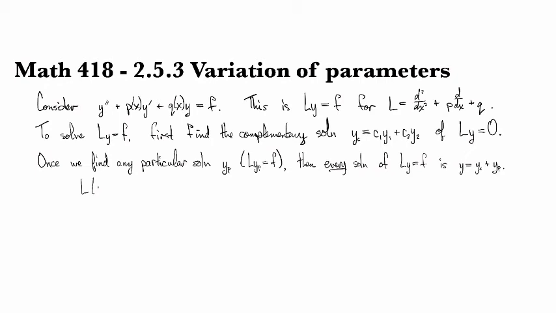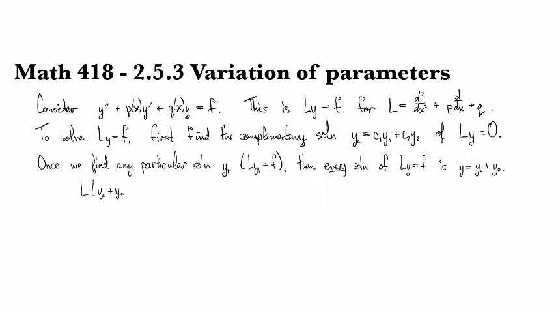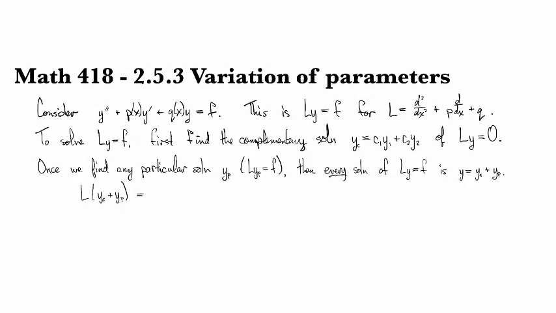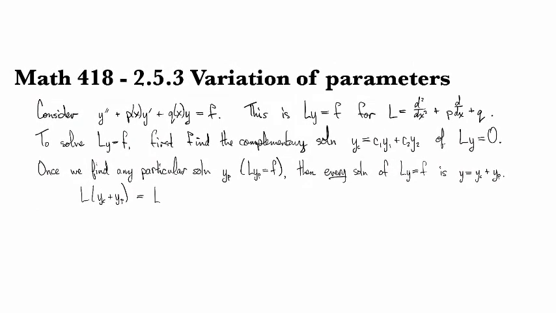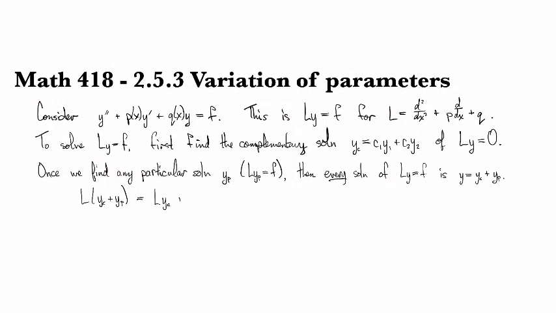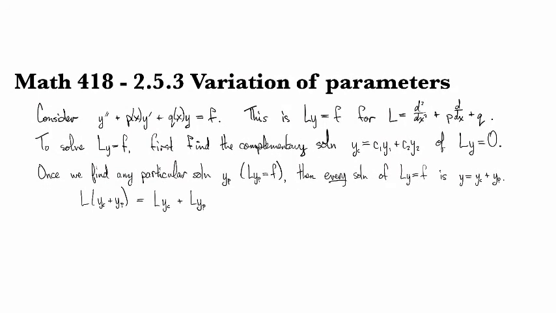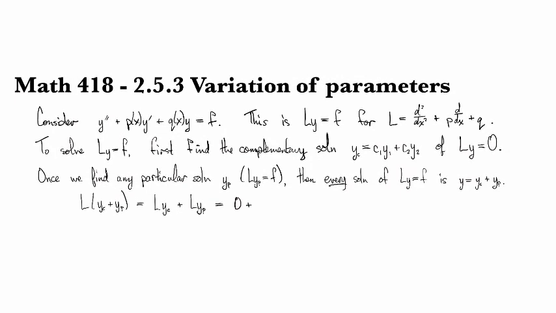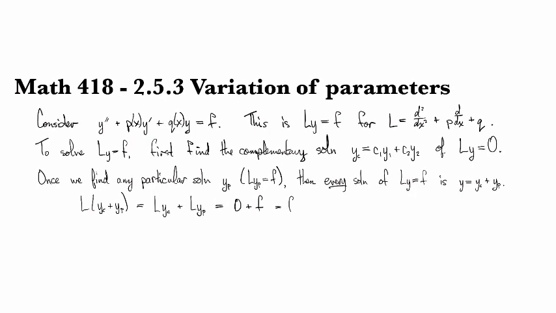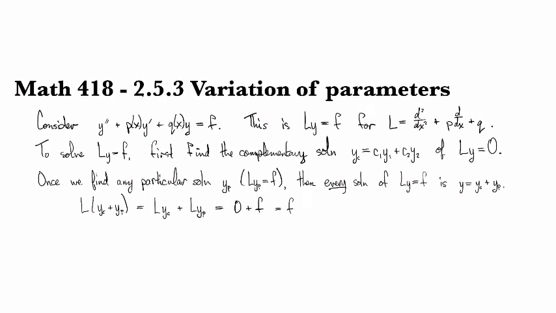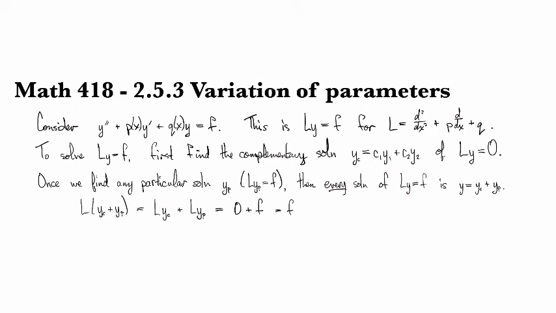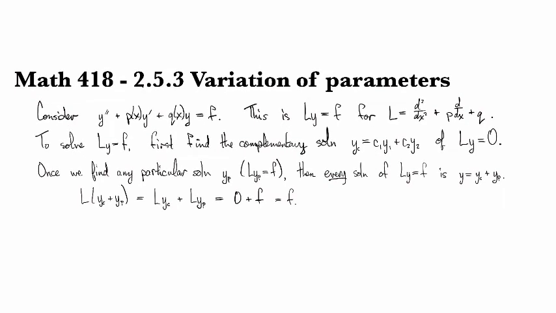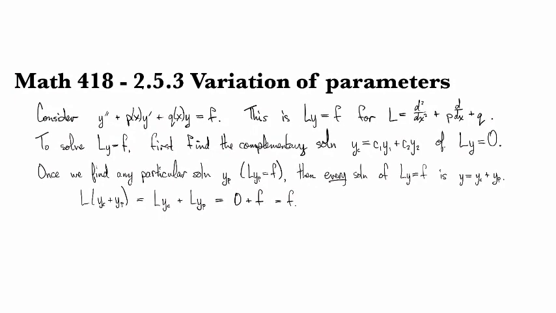This is just a property of linearity. So if we do L applied to the sum of these things, no matter what the c1 and c2 are, this is going to be L applied to yc and L applied to yp by linearity. And then we know L of yc is 0 and L of yp is F. So we get F. And so this is how you find the general form for all solutions of the non-homogeneous equation, right? And then, so how do you find the particular solution?